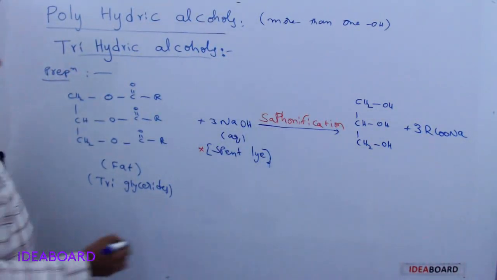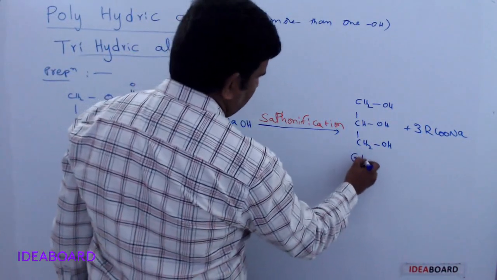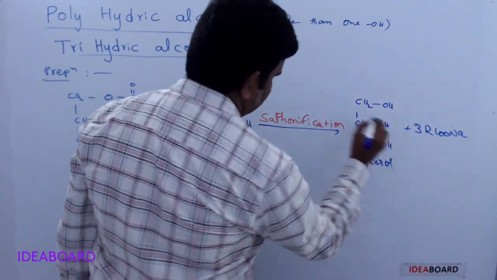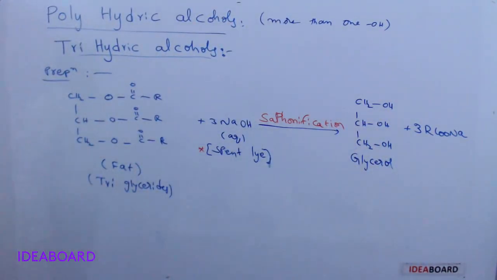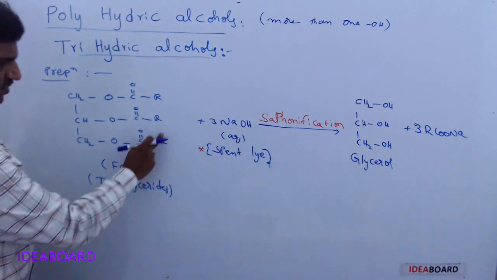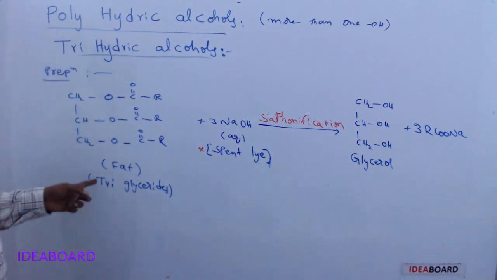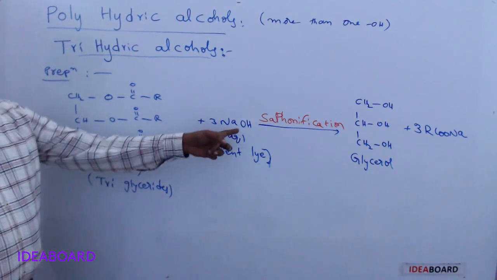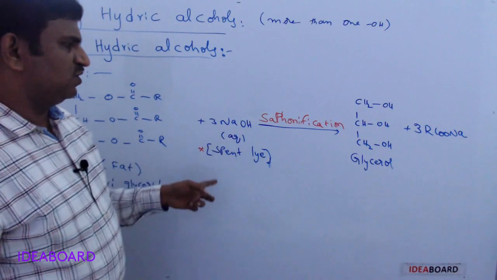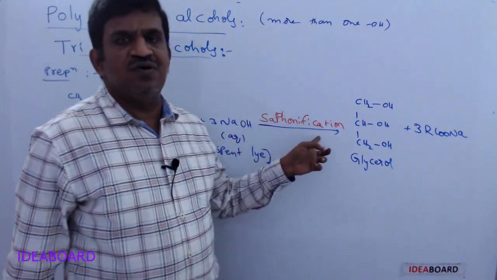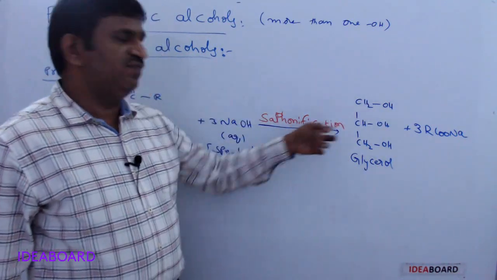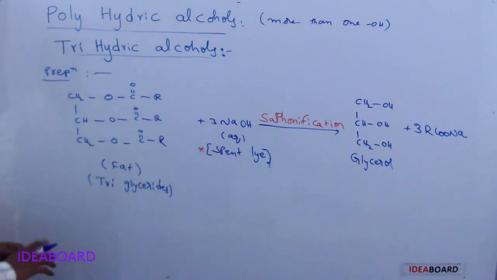So that is glycerol preparation, or a trihydric alcohol preparation. A trihydric alcohol or glycerol preparation method. Okay, the esters, here it is R. The esters, triglycerides or triesters, react with sodium hydroxide aqueous solution and give glycerol by the saponification process. This is a trihydric alcohol preparation method.